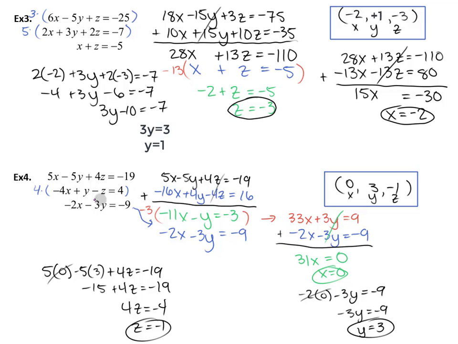Then I substituted back into this equation. But again, you could have actually used the equation in green. Any of the new equations you can plug back into as well. But plugging in 0 for x gave me 3 for y. And then I went to the top equation to substitute in x and y and solve for z.